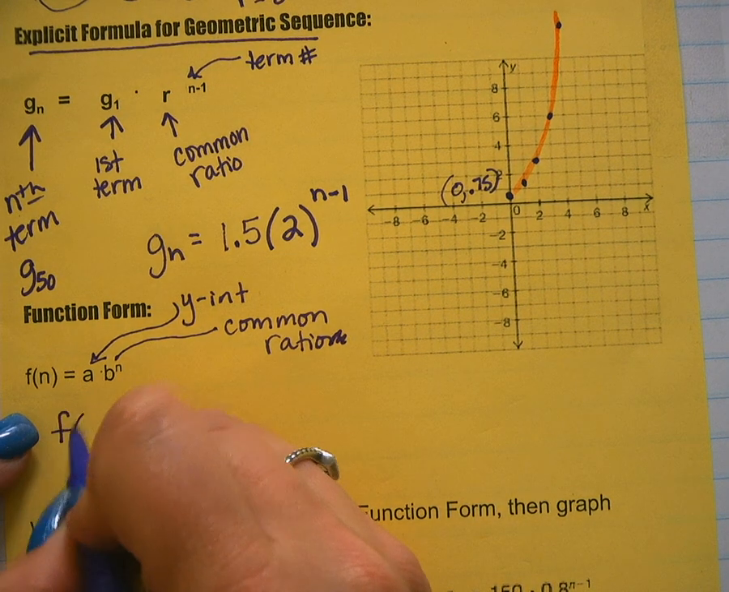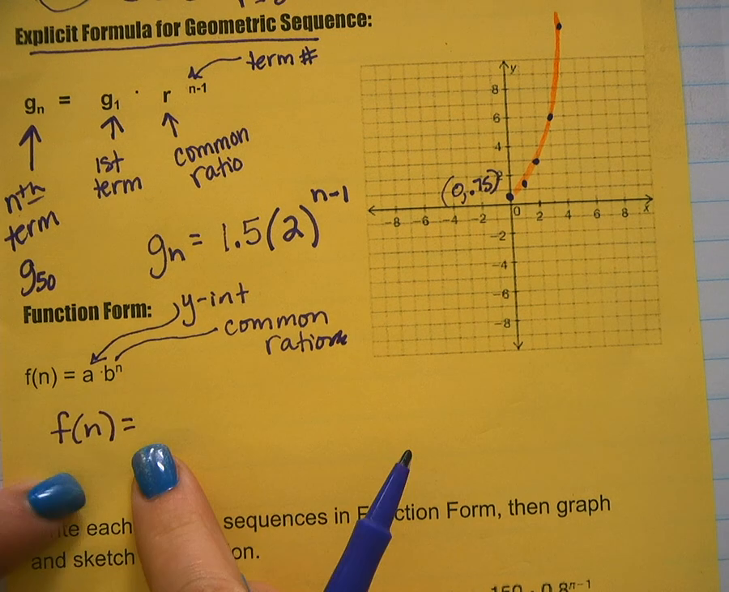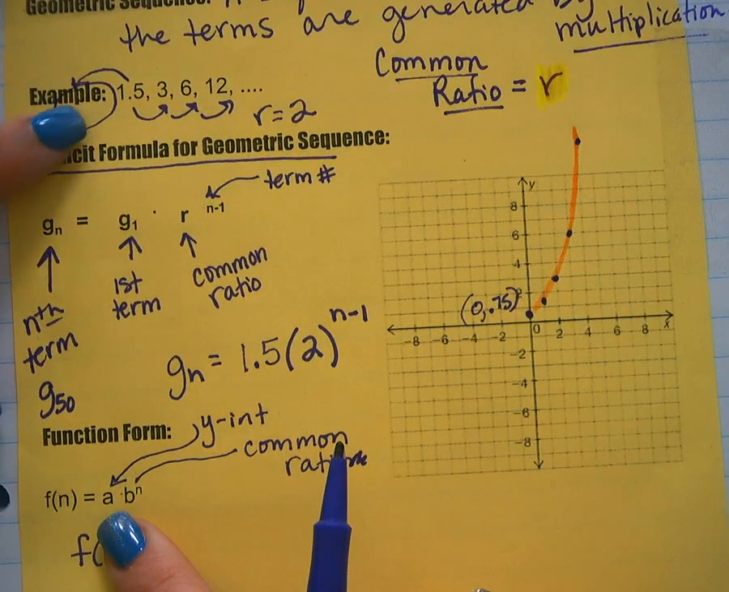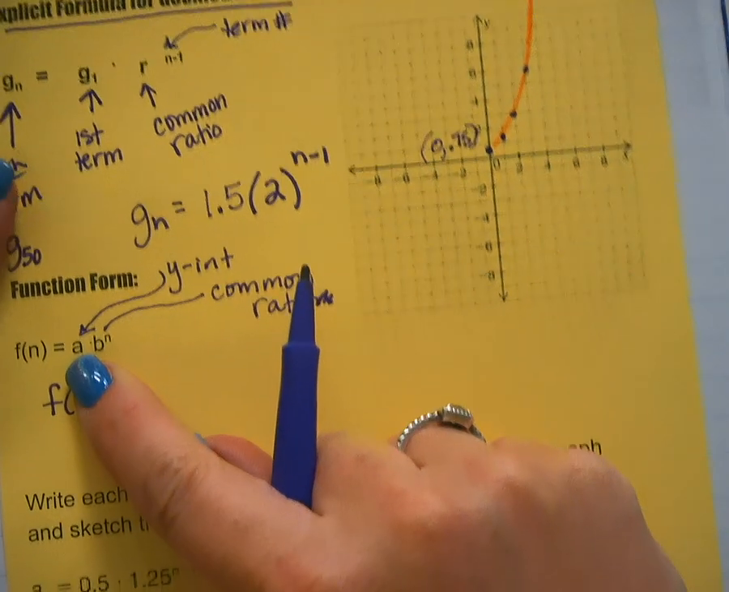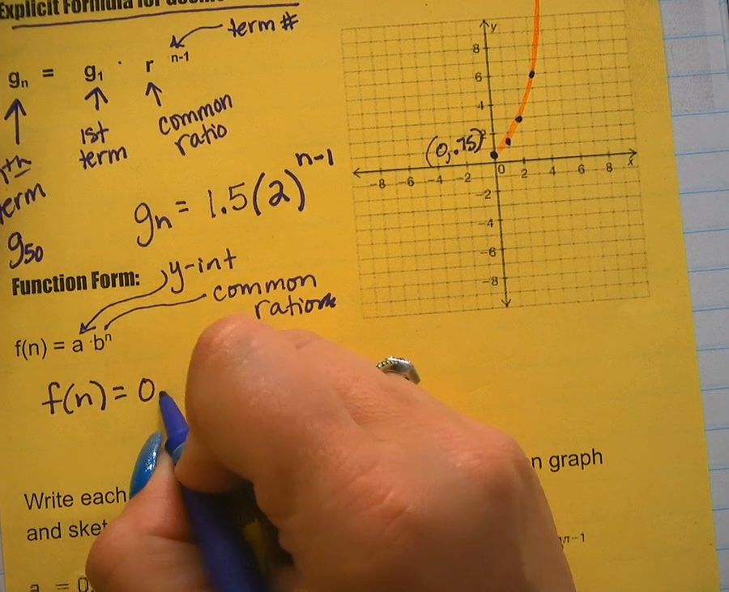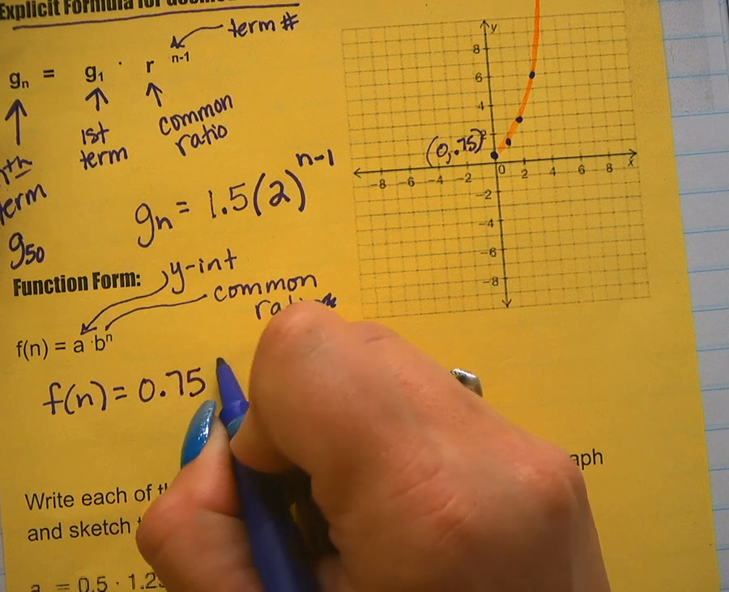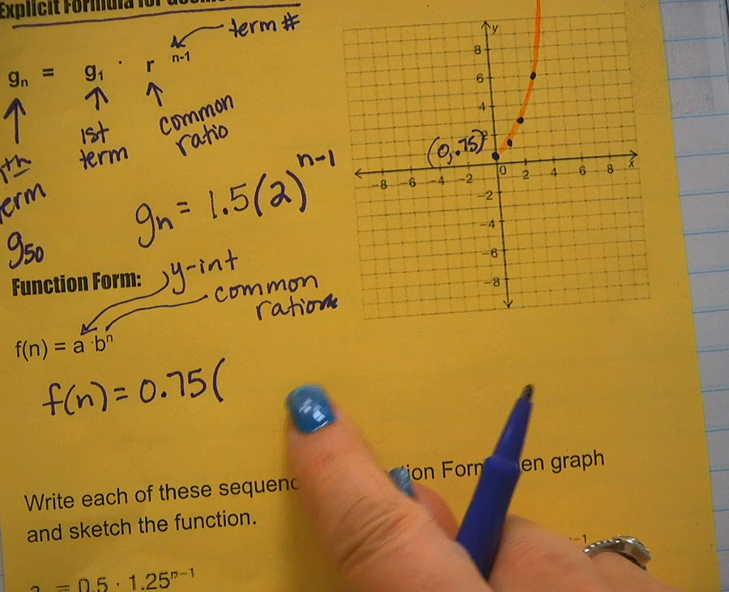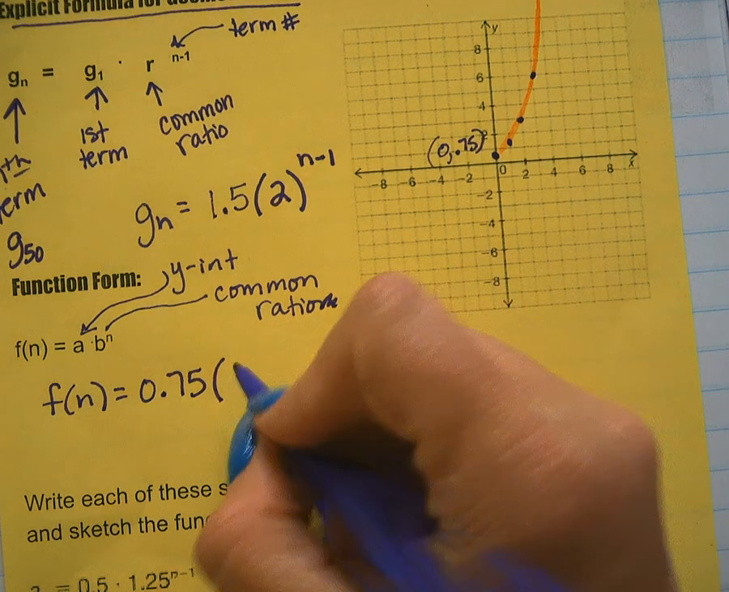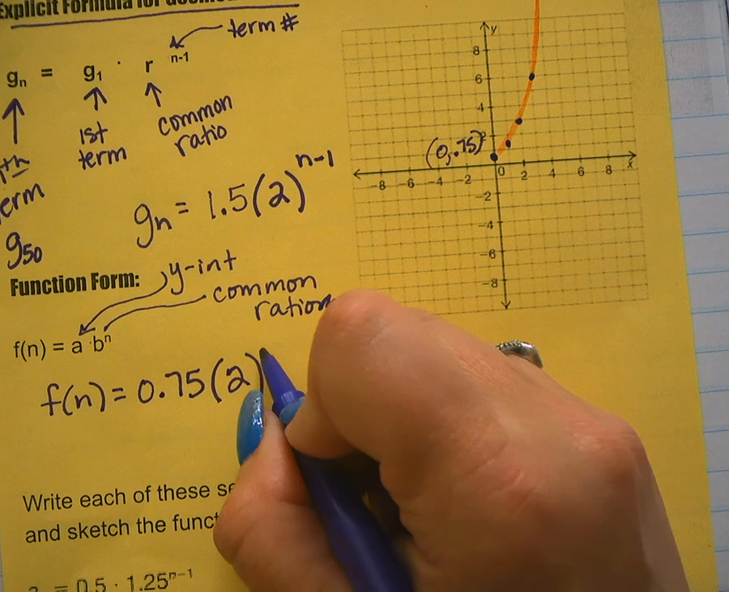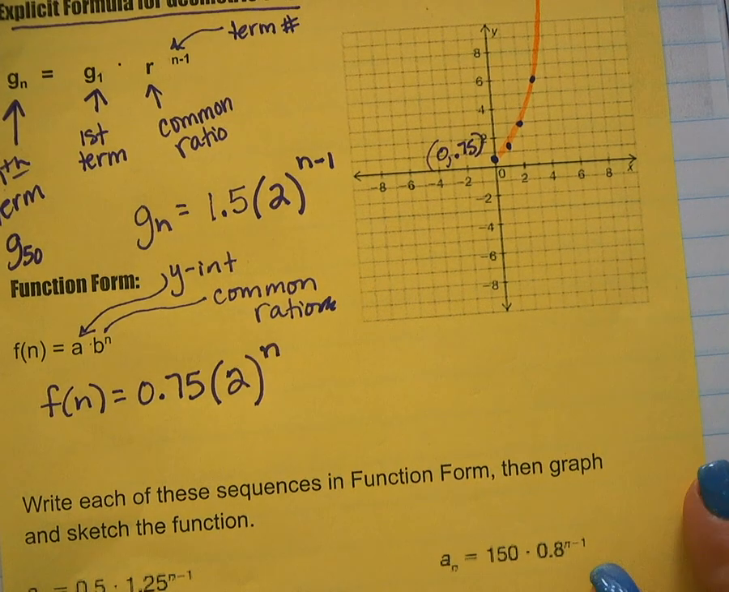So if we put this same scenario into function notation, we wouldn't start with 1.5. Now our very first number is going to be our y-intercept. So that's going to be 0.75. Is our growth factor still the same? Yep. So that will be 2. But now it's just to the nth power.